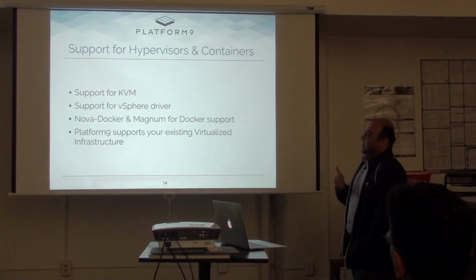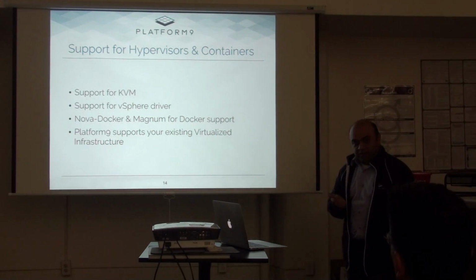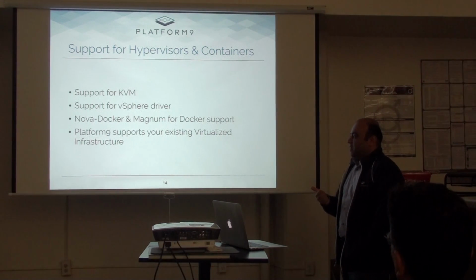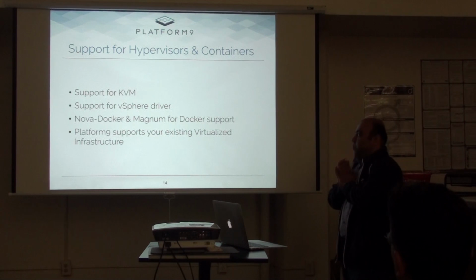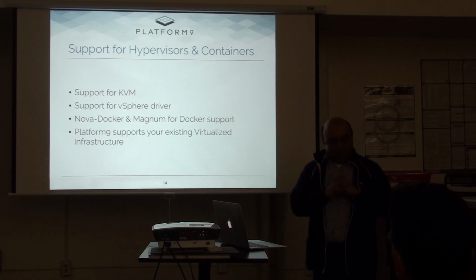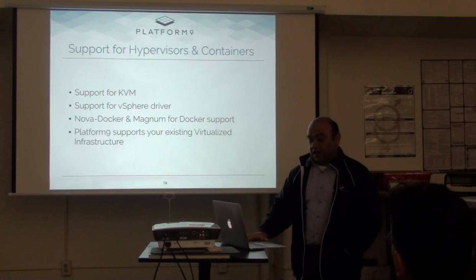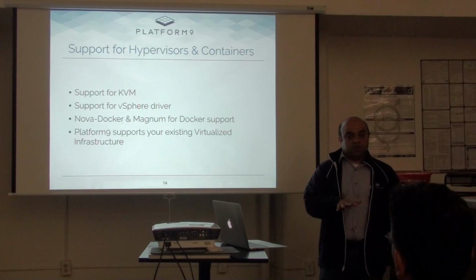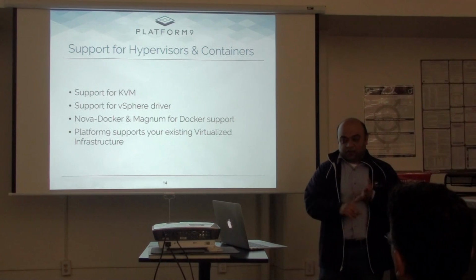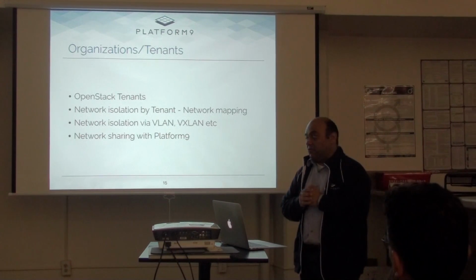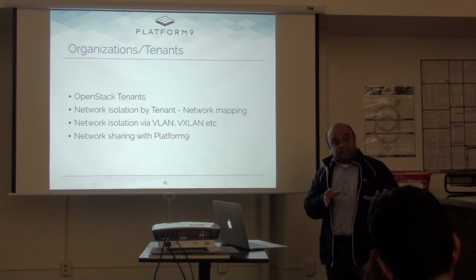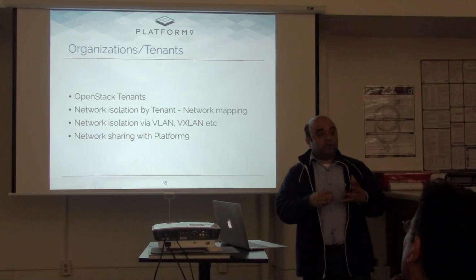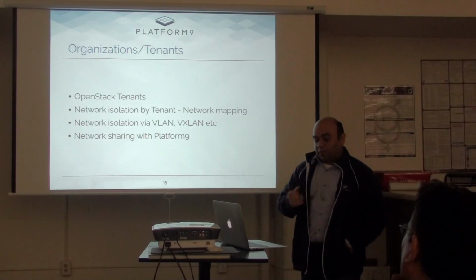OpenStack, surprisingly, is trying to do that. It has support for KVM, vSphere. It has, or at least there have been some experiments with, Nova Docker and Magnum for Docker support. It's still not clear who the winner is, but it's still going on. And with Platform9, you get support for existing infrastructure, existing virtualized workloads. So you can have one cloud across geographies, across containers and hypervisors. Same thing for tenants. You can create tenants, you can isolate them with VLANs or VXLANs, and you can also share multiple tenants on the same network. So this is all possible with OpenStack.